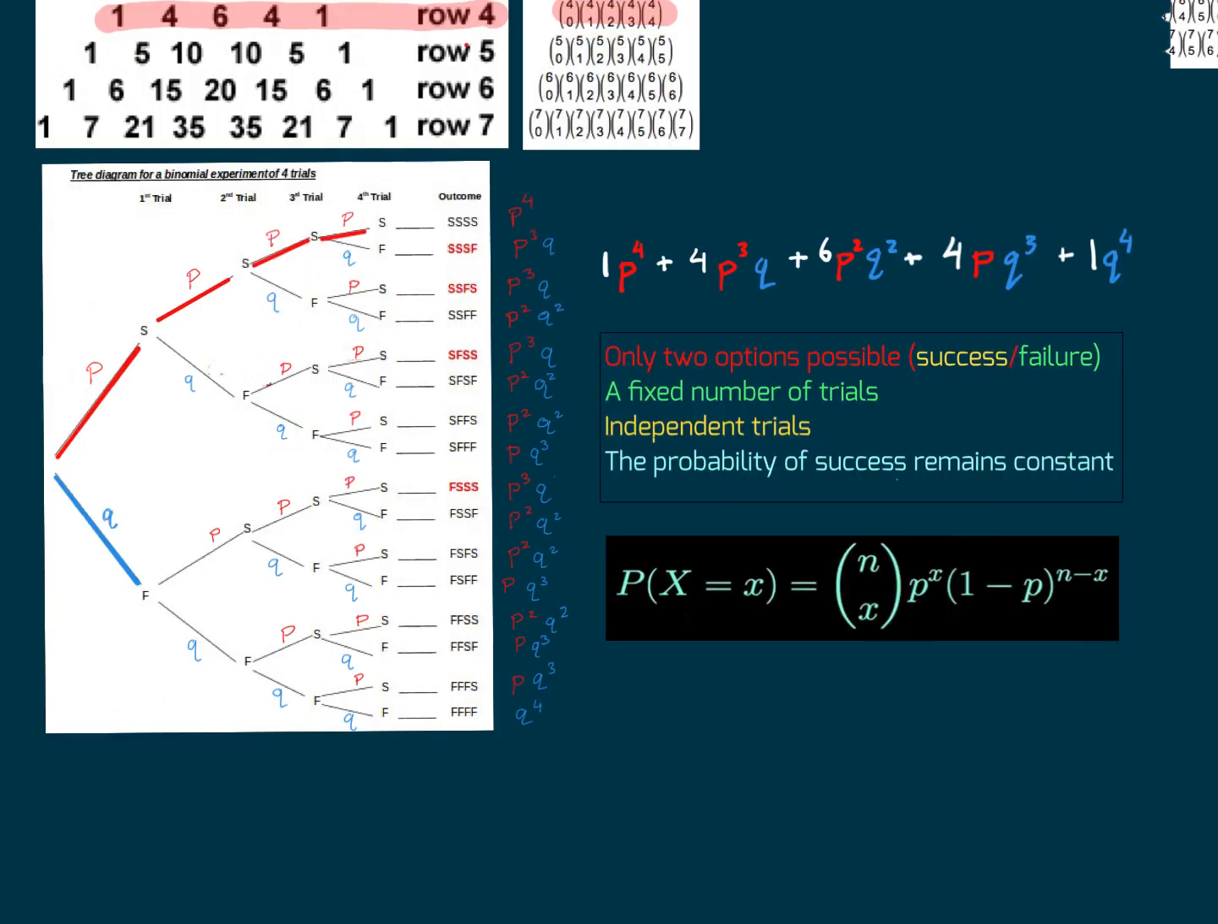So the probability distribution of a particular variable is given by this formula, where n over x is the combination formula which describes the number of pathways you can go through. P to the x is the probability of successes, and 1 minus p to the n minus x is the probability of failures.